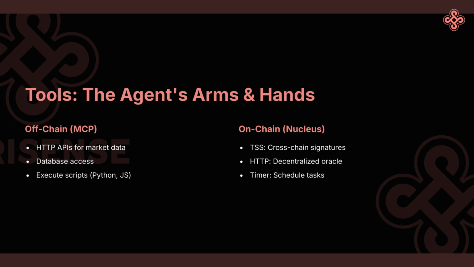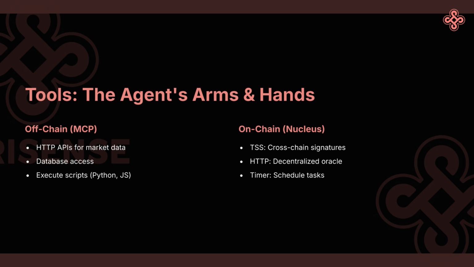For example, the agent can make HTTP API calls to fetch market data or interact with social platforms. It can connect to private or public databases to retrieve or store information. It can even run scripts in Python, JavaScript, or other languages to perform complex analysis.